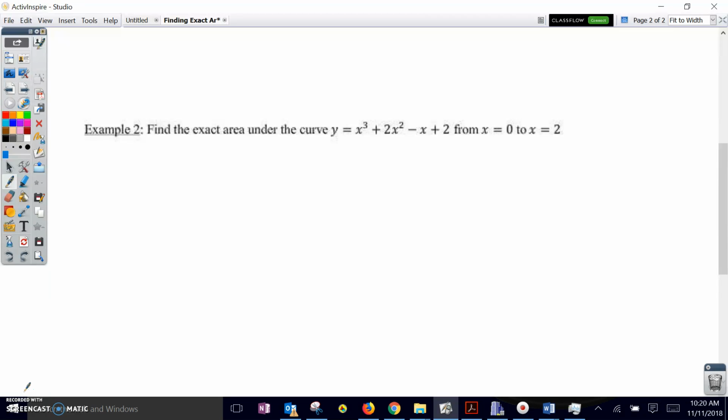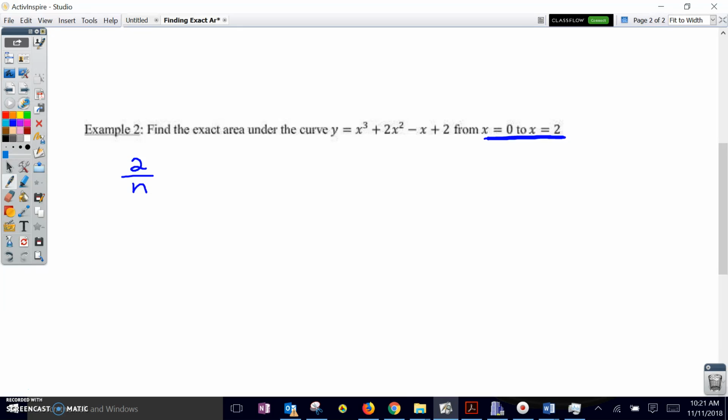Alright, welcome back everybody. In this video we're going to look at example 2 for finding exact area using RRAM. I'm not going to even bother to draw a sketch here now that we've got the general concept laid out. First off, we need to find the width of a rectangle. The width of the rectangle is going to be based off of the width of this interval, and we're subdividing this width interval into n rectangles, so the width of each rectangle is going to be 2 over n.